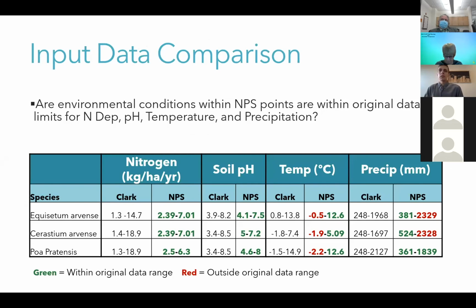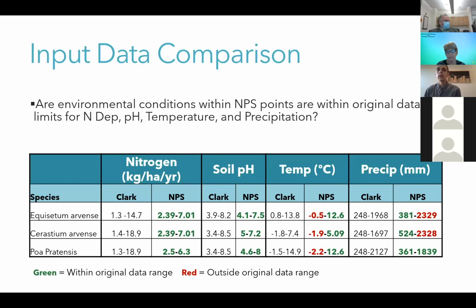So the next thing we did was compare our input data that we're using in the models versus what was originally used in the models. Here we selected 3 fairly common species, both in our data and the original plots from the Clark et al. analysis, and compared the range of the input data.